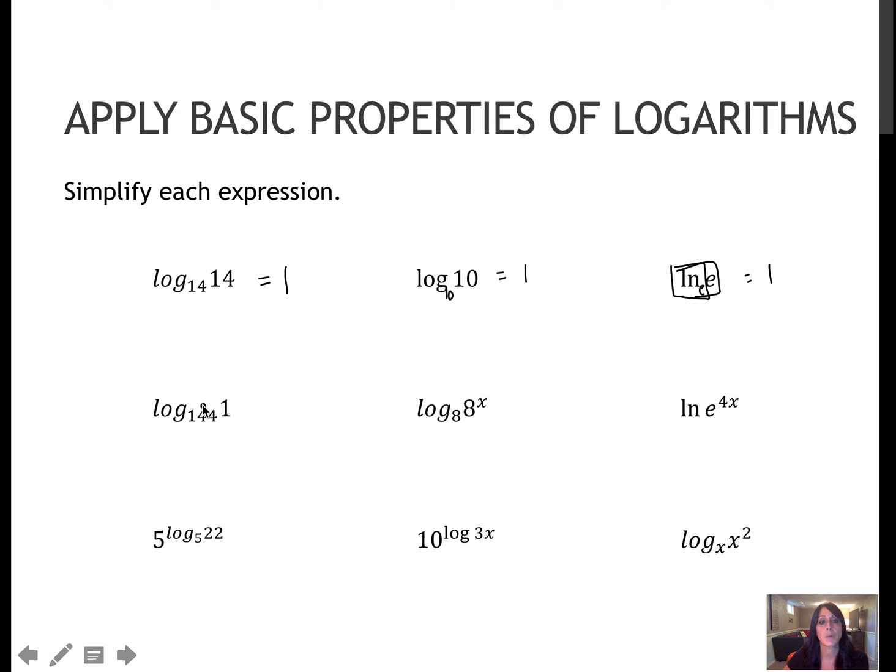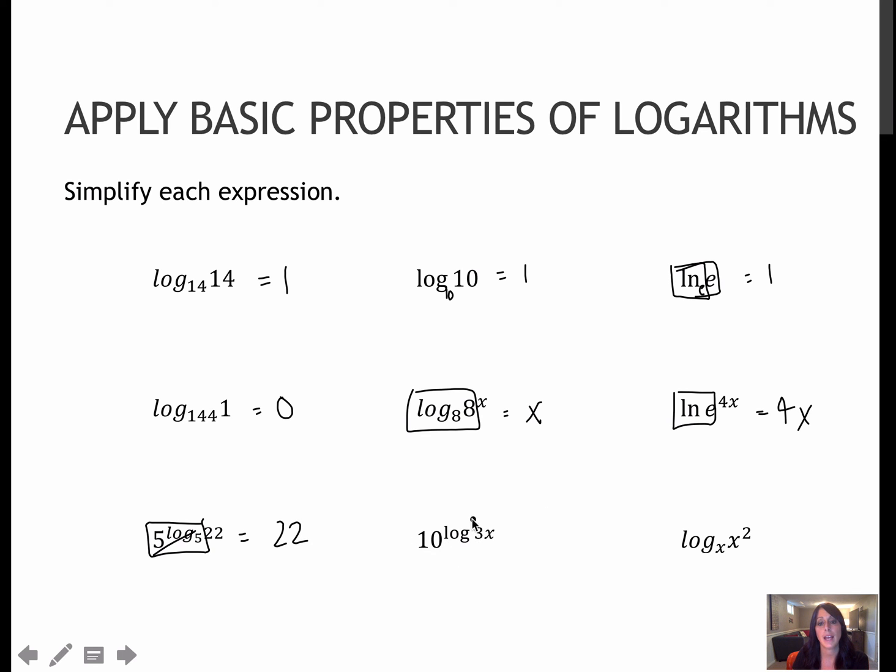144 to what power would be 1? That would be to the 0 power, because anything to the 0 power is 1. Here's one of those where I would just cancel out the log base 8 and the 8 and just get my solution of x. Again, you can do it the long way and say 8 to the what equals 8x. Natural log and e, again, just like above, these will cancel out, and so my result is 4x. Here, the log base 5 and the 5 are inverses and cancel, so that gives me 22.